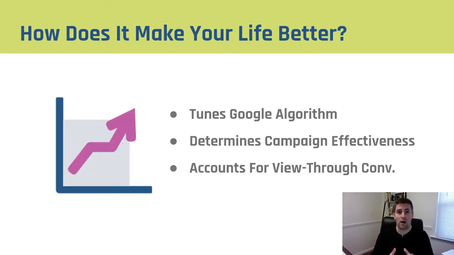The real question is, how does the AdWords conversion pixel make your life better? Well, it does three things. First, it tunes the Google algorithm, which is extremely important to getting results. If you can give Google more data, it will help you put your ads in front of the right people who are most likely to convert. Second, it helps you determine your campaign effectiveness. AdWords is built so that if you've got conversions in place, it can take your spend, divide it by the number of conversions, and tell you your cost per conversion, which is what we all care about, generating profit.